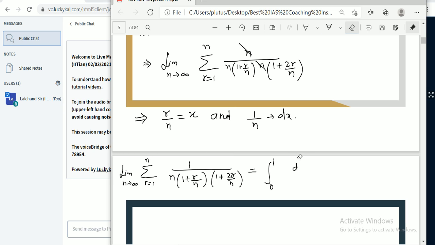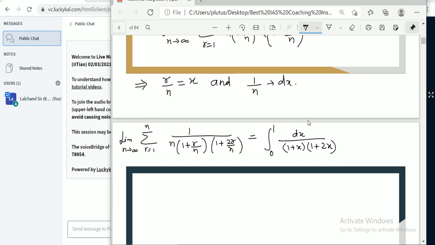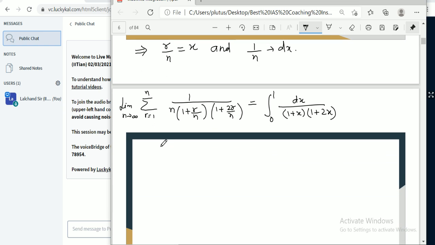This is equivalent to dx divided by 1 plus x, and 1 plus 2x. Okay, this is the final equation. Now we need to integrate this equation. Can you tell me what is the integral of this equation, from 0 to 1, dx over x plus 1, 1 plus 2x? How do we integrate this kind of integral?